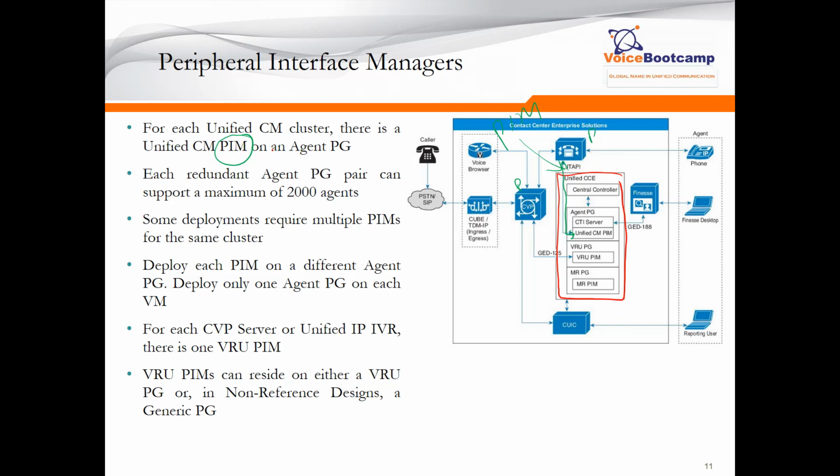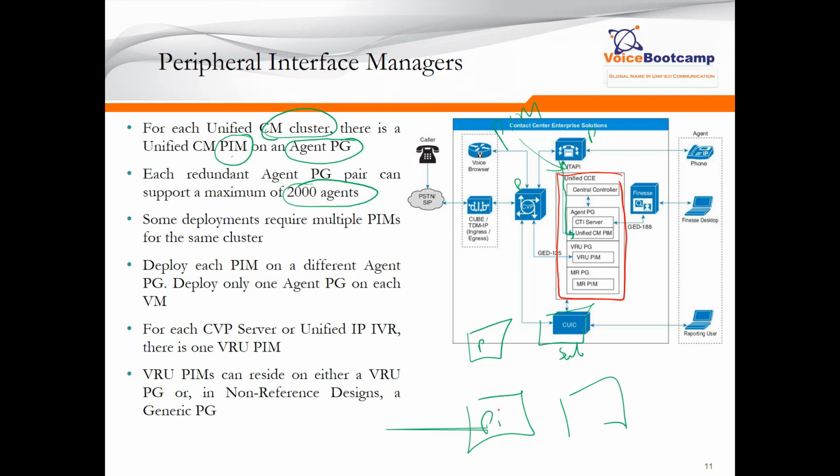For each call manager cluster or CUCM cluster, there is at least one PIM acting as agent PG. Each redundant agent PG pair can support up to 2,000 agents. Redundant meaning that, let's say you have a call manager here, publisher, another call manager here, subscriber. You have PGA, PGB. A points to publisher, B points to subscriber. In this scenario, this kind of environment can support up to 2,000 agents.